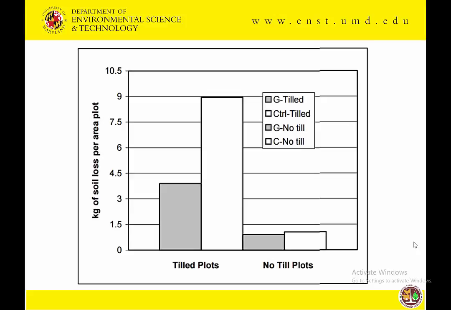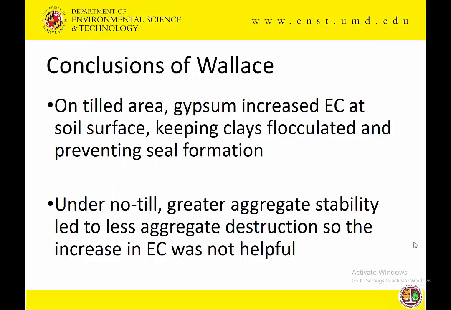In the tilled plots, gypsum definitely reduced the soil loss. In the no-till plots, no different. Okay? So what did they conclude? You may not always conclude the same things people do, but in this case, I agree with them.